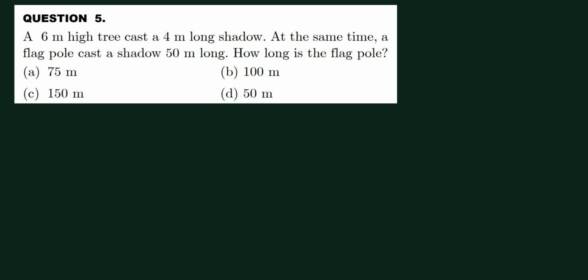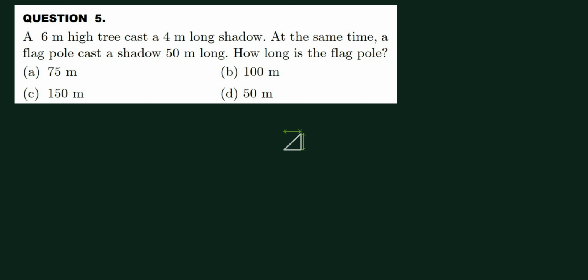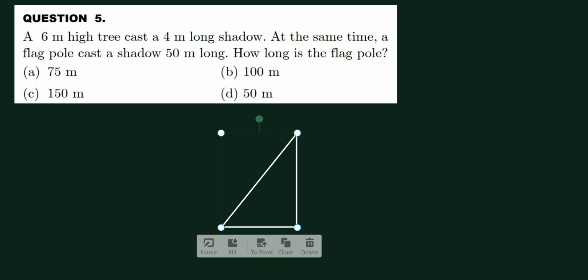A 6-meter high tree casts a 4-meter long shadow. At the same time, a flagpole casts a shadow 50-meter long. How long is the flagpole? So here we have two incidents, right? One is the 6-meter tree with a 4-meter long shadow.